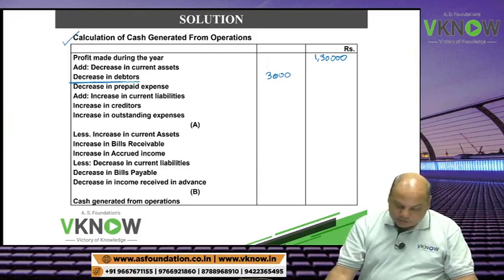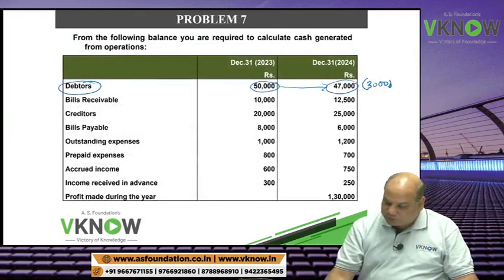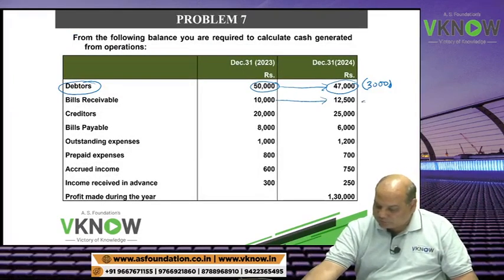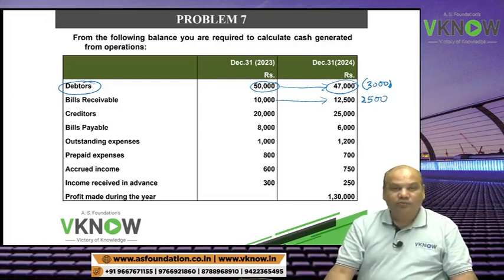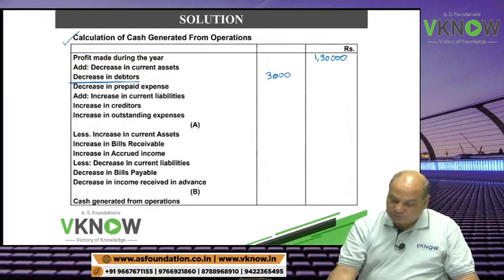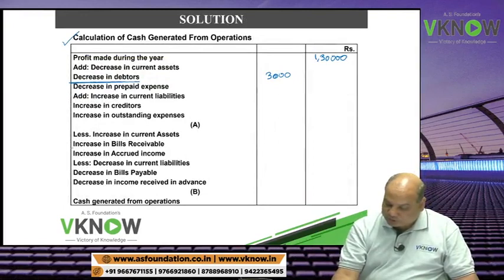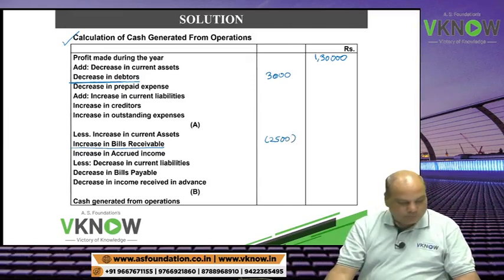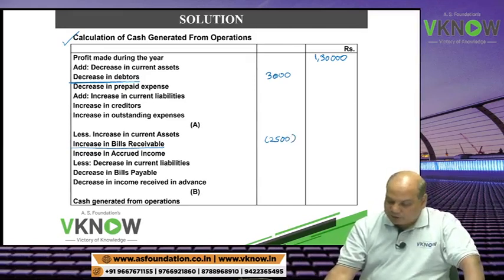Next line is bills receivable. You see bills receivable from 10,000 it has become 12,500. So there is an increase in bills receivable. But increase in bills receivable will lead to decrease in cash flow. So where is bills receivable? Here. Increase in bills receivable, decrease in cash flow. 2,500 in bracket.